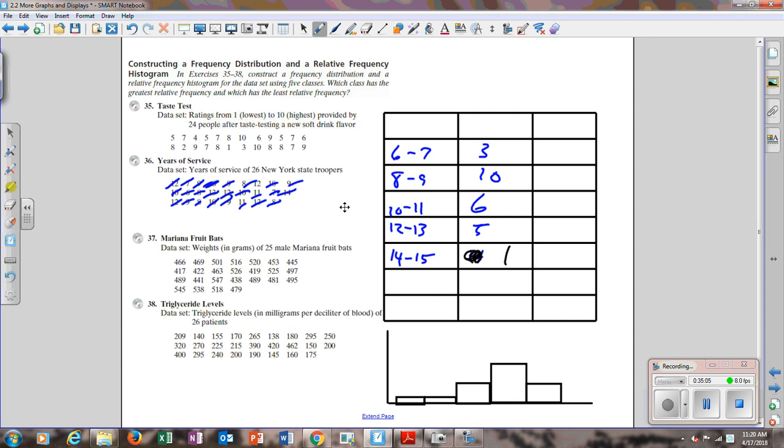Okay, so there's 26 to start with. So now you just do 3 divided by 26, gives you 0.12 to start with. And 10 divided by 26 gives you 0.39. 6 divided by 26 gives you 0.23. 5 divided by 26 gives you 0.19. And 1 divided by 26 gives you 0.04. You just do the same thing with your histogram as before.